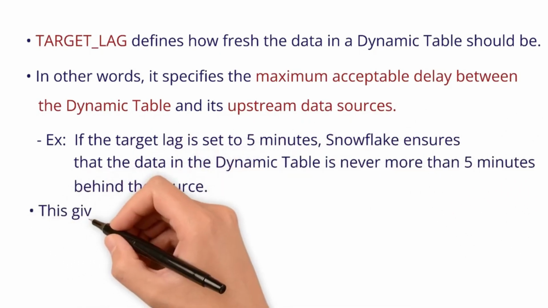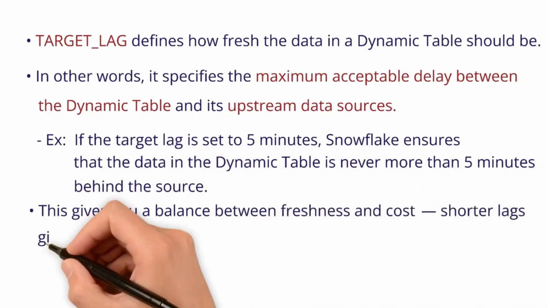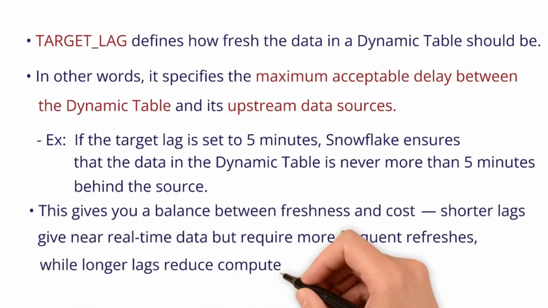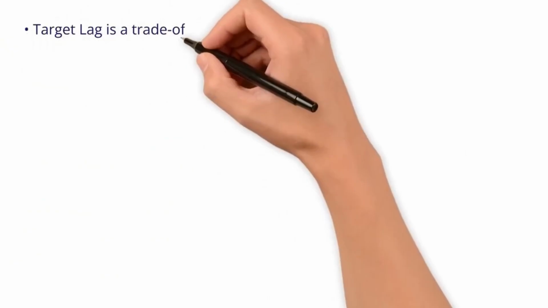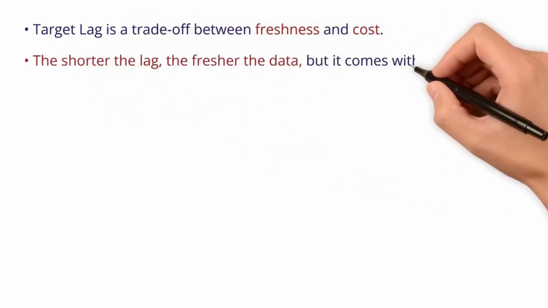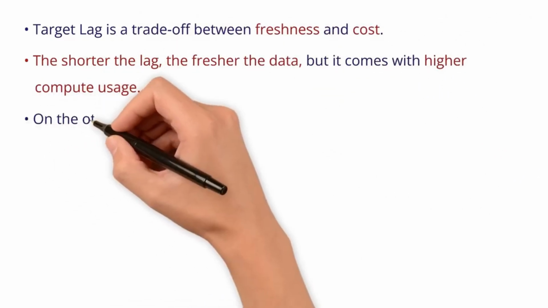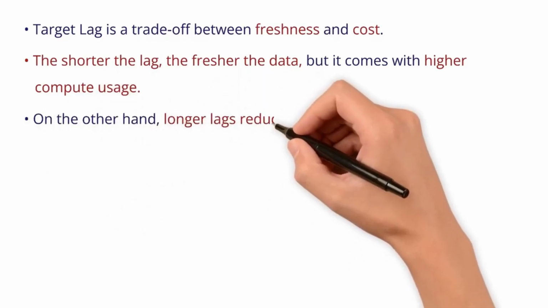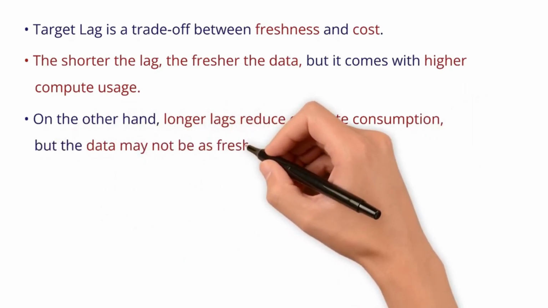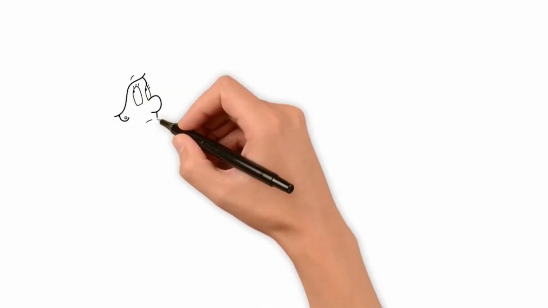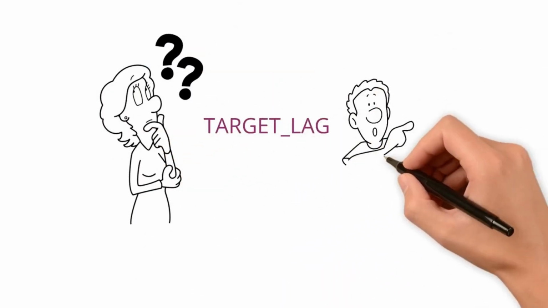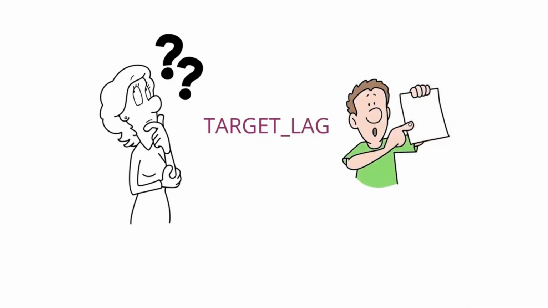This gives you a balance between freshness and cost. Shorter lags give near real-time data but require more frequent refreshes, while longer lags reduce compute consumption. Target lag is a trade-off between freshness and cost. The shorter the lag, the fresher the data, but it comes with higher compute usage. On the other hand, longer lags reduce compute consumption, but the data may not be as fresh. This question digs deeper into whether you know the practical impact of target lag, not just what it is, but how it impacts. Last one in the beginner level interview questions.